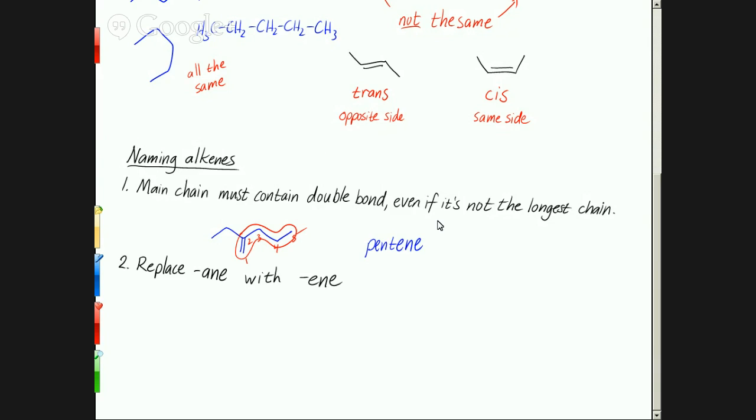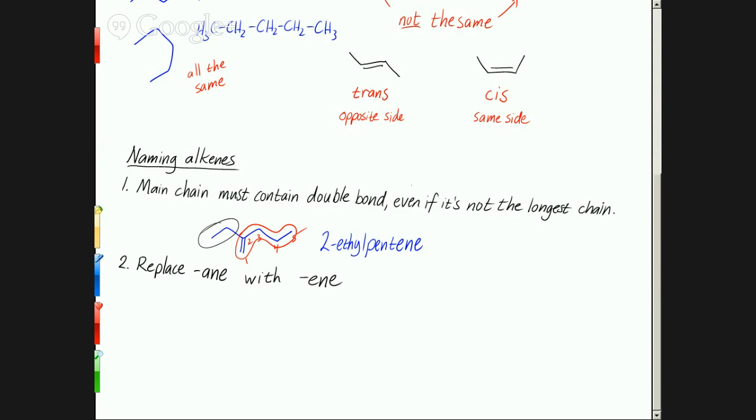And then the other part is to name the substituents as normal. So what is the substituent on this chain? What kind of a substituent is it? That would be right here. That's an ethyl. It's got 2 carbons. And what number carbon is it attached to on the main chain? 2, right. So this becomes 2-ethylpentene.